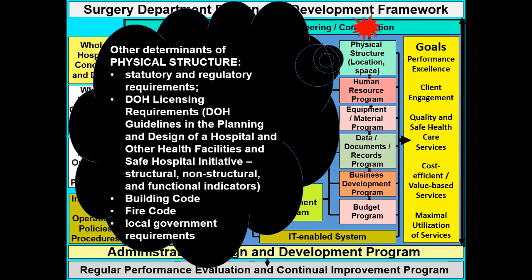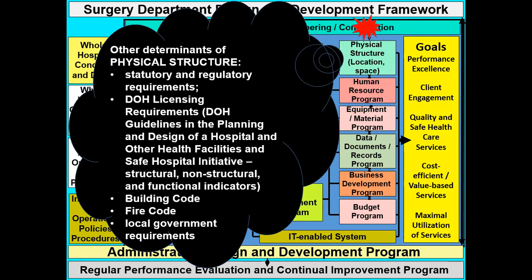The department leaders must also take note of the other determinants of the physical structure, such as statutory regulatory requirements, the Department of Health or Ministry of Health in Malaysia, if you're talking about Malaysia, and licensing requirements. In the Philippines, there are DOH guidelines in the planning and design of a hospital and other health facilities, and the safe hospital initiative: structural, non-structural, and functional indicators. These are seen in the Department of Health.